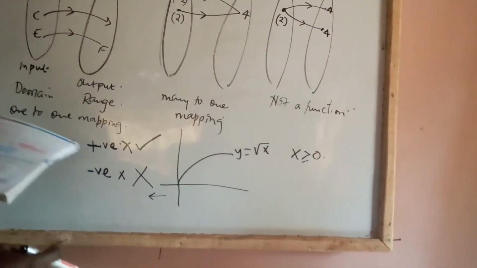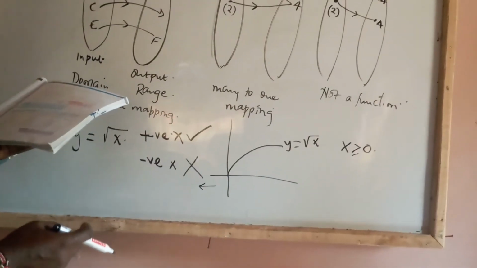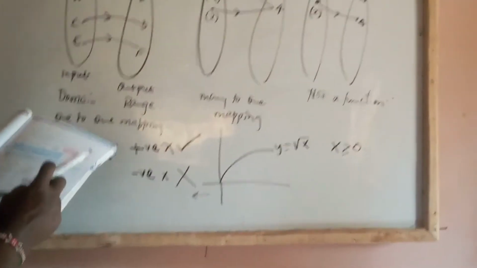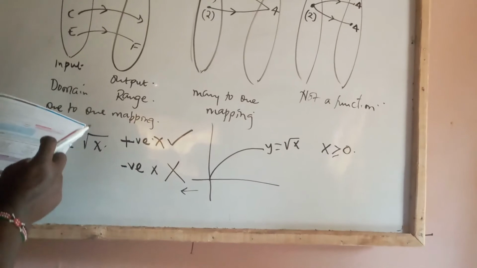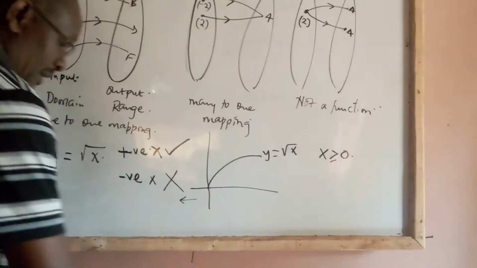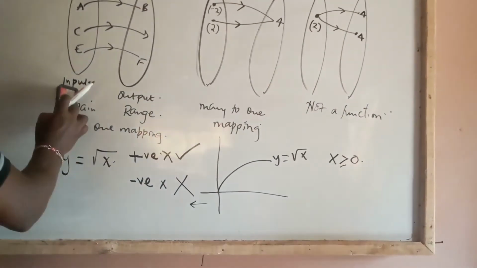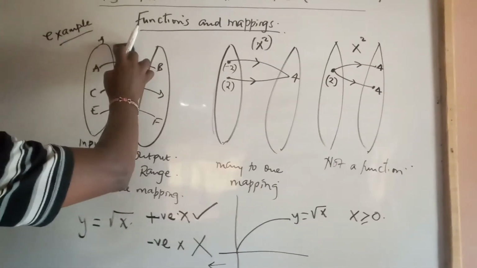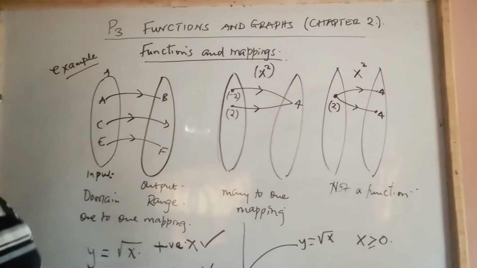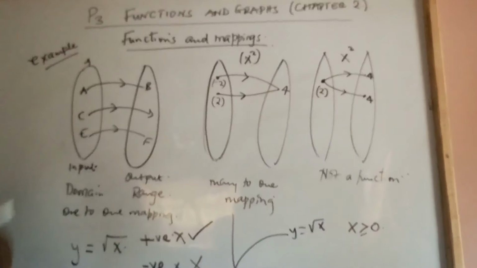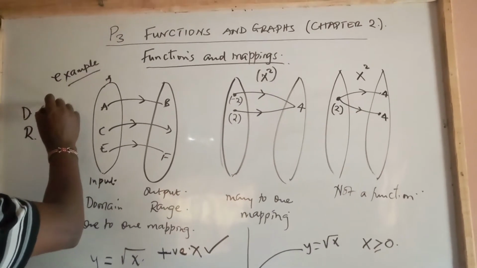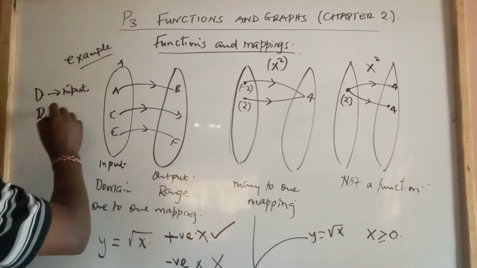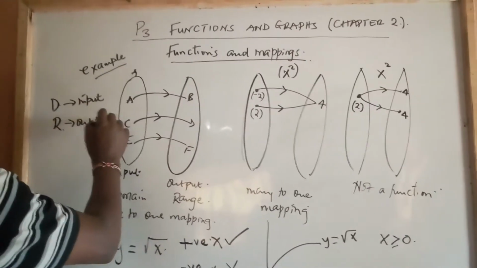The pink box down there reads, the domain is the set of all possible inputs for a mapping, while the range is the set of all possible outputs for the mapping. In other words, there is the input, and then there is the operation, which is the function, and then there is the output. So with this, we know what is the domain, and we know what is the range. Domain is the input, and the range is the output.